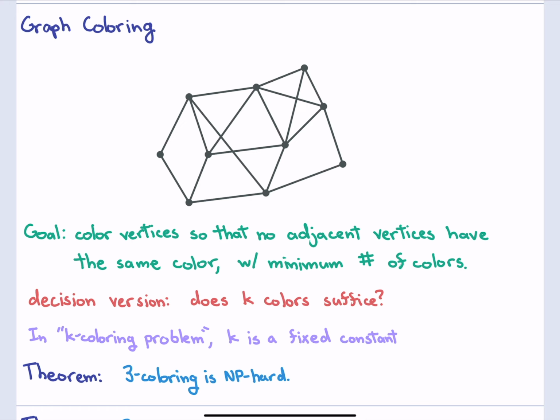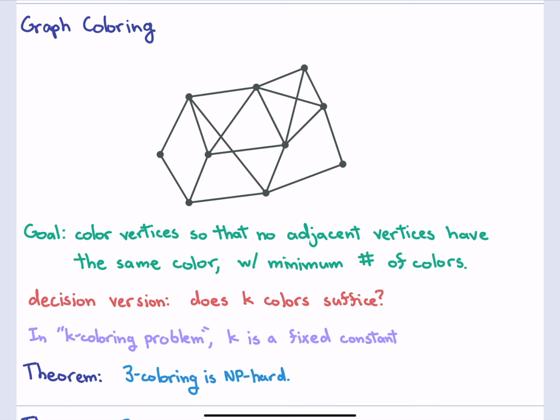So the decision version is, I give you a fixed number like 10 and ask, can you color it in 10 colors or less? And that turns it into a yes-no question. Okay, so for this graph, what is the minimum number of colors you can come up with? Again, I don't really know the answer.